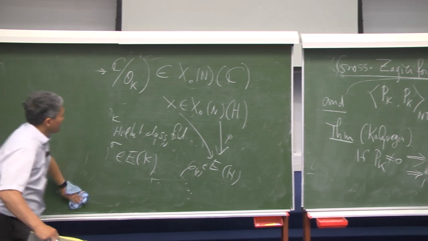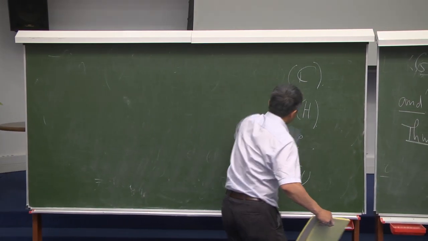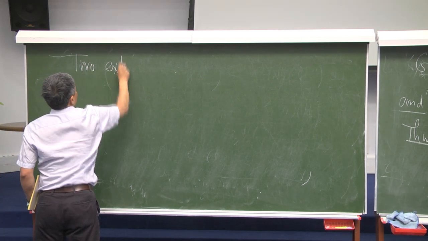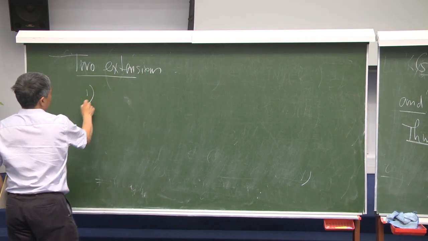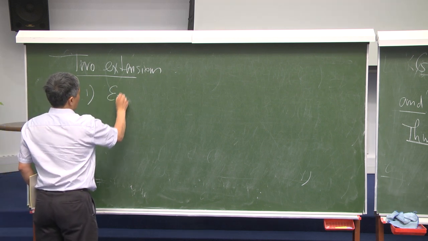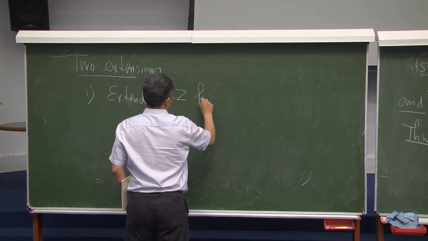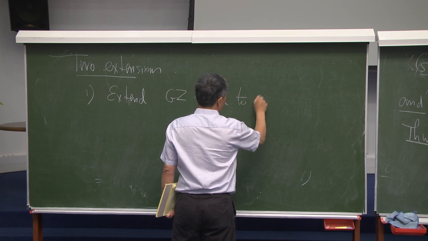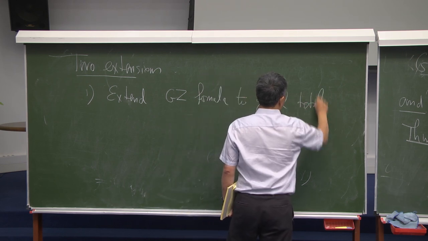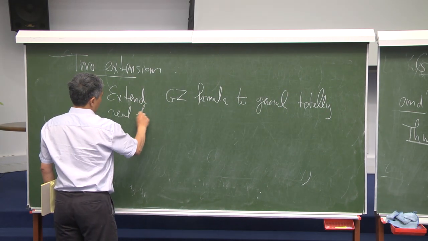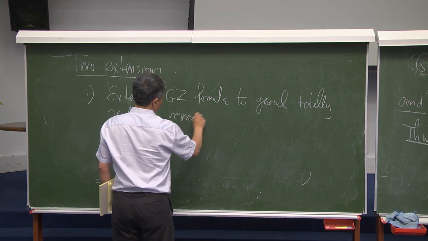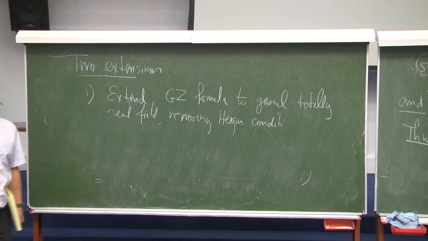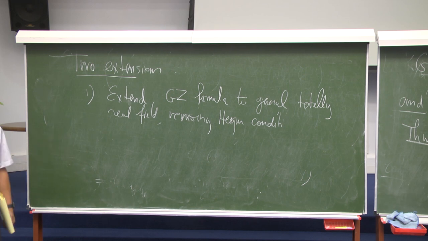So in what's left, I will briefly introduce two different generalizations. On Friday I talk about a third generalization. The two extensions: one is the extension of the Gross–Zagier formula to a general totally real field, and removing the Heegner condition. The Heegner condition is not even a condition proposed by Heegner. The reason you remove the condition has some beautiful applications.